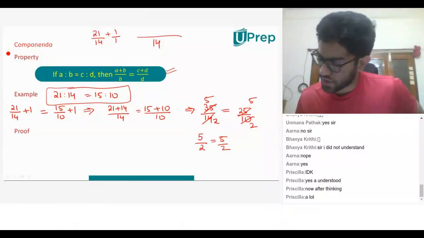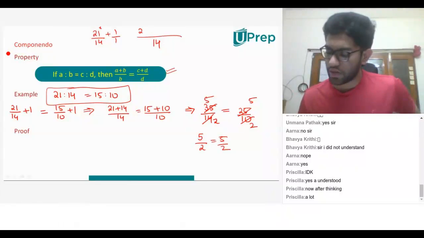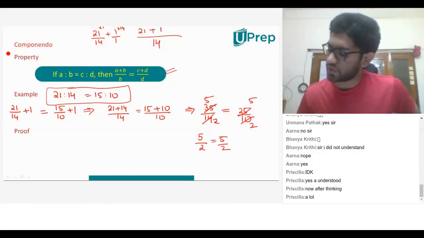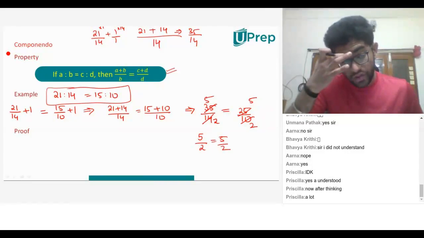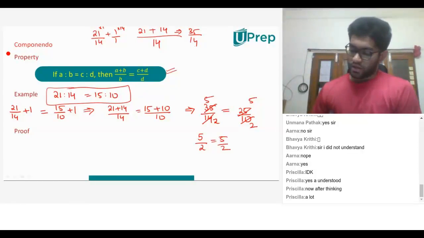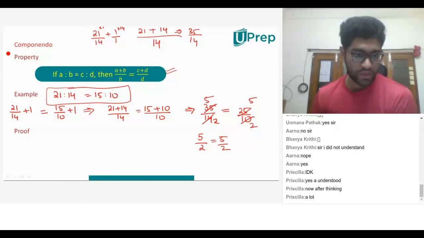Now 14 goes in 14 one time. So I do 21 into 1, that is 21. Plus 1 into what is 14? 1 into 14. So I want plus 14. Yes, sir. 35 by 14. Is it clear now? Okay, sir. Componendo is clear with an example.